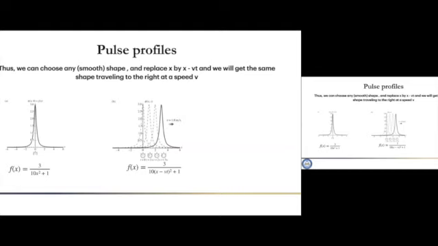So you can see at time t equal to 0, the pulse is centered at x equal to 0. And then at t equal to 1, it moves by 1 meter, and so now it's centered at x equal to 1. At t equal to 2, it's going to be centered at x equal to 2, and so on and so forth. Okay.